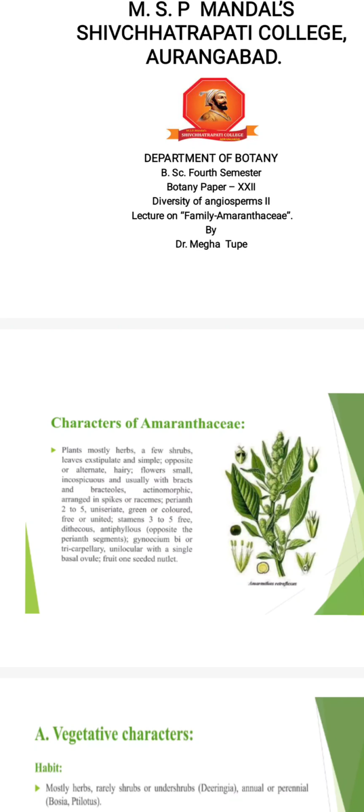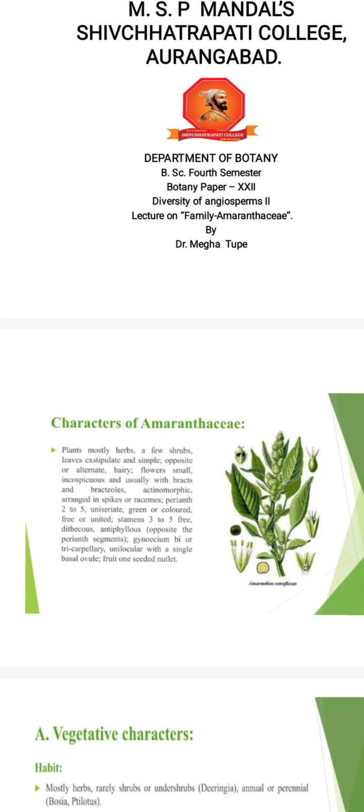Leaves are exstipulate, that is without stipule, and simple, opposite or alternate. Again, they are hairy. Flowers are small and usually with bracts and bracteoles. Flowers are actinomorphic, arranged in spike or racemes. Perianth 2 to 5, uniseriate, green or colored, free or united. Stamens 3 to 5, free, dithecous, antiphylous. Gynoecium bi or tricarpellary, unilocular with a single basal ovule, and fruit one seeded, that is called nutlet.